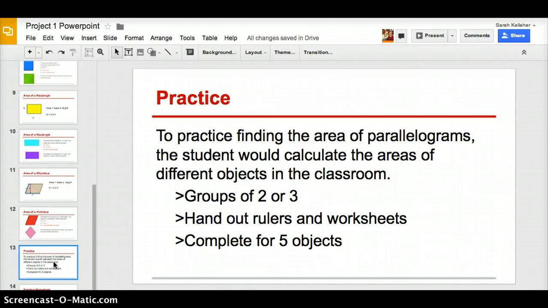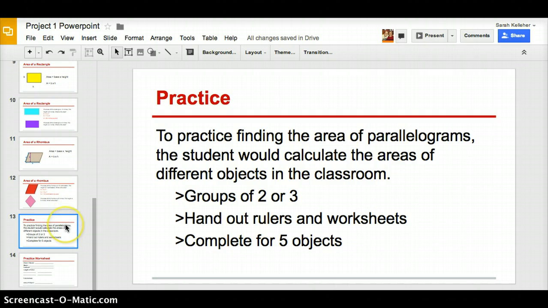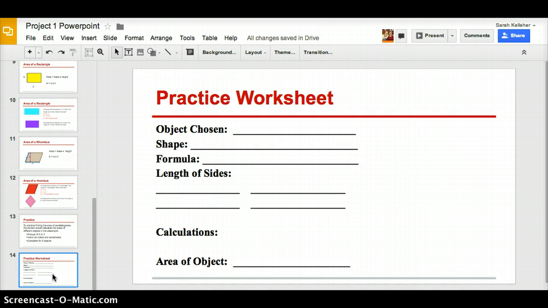Now, class, to practice finding the area of parallelograms, the students would calculate the areas of different objects around the room. Students would be broken into groups of 2 or 3, and the instructor would hand out rulers and worksheets, which will be on the following slide. The activity would be completed for 5 objects, and the instructor would make sure that objects shaped like squares, rectangles, and rhombuses were readily available throughout the room.